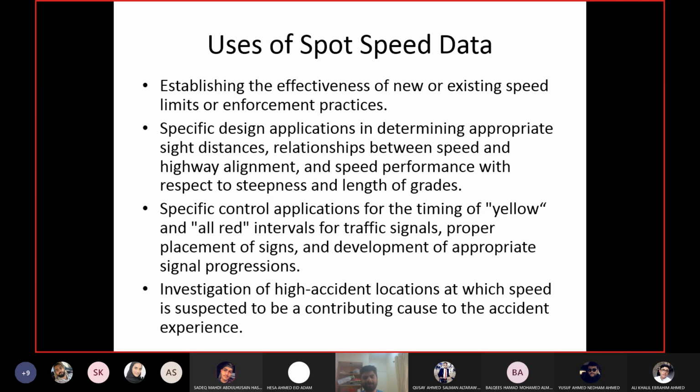Not calculating, selecting. So there were tables which I showed you in lecture 2. And if you want to use those tables, then you must know the speed. That was the main parameter for finding out the gradient and the length of the gradient.